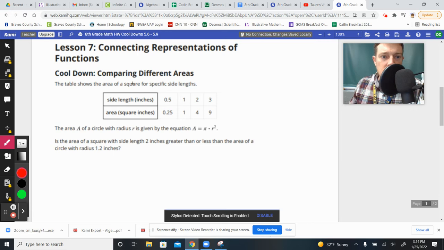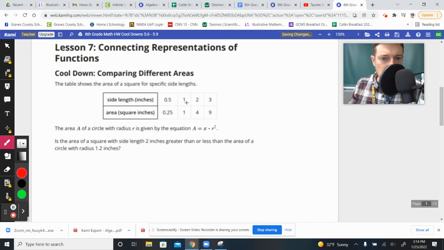The table shows the area of a square for specific side lengths. Okay, so if you've got a square with side lengths that are half, and then you do half times a half, you get an area of a quarter. If your side lengths are 1, 1 times 1 is 1. If they're 2, 2 times 2 is 4. If they're 3, 3 times 3 is 9. We could continue that pattern, and this is what we would see. A 4 by 4 square would have 16 area inside. So that's pretty specific for a square. Pretty straightforward, simple stuff. Now let's look at the area of a circle.